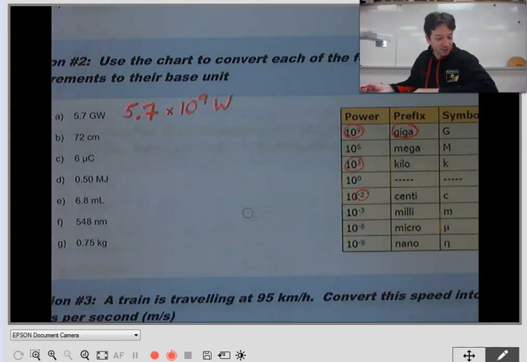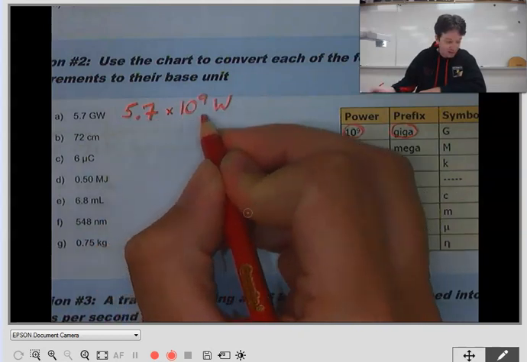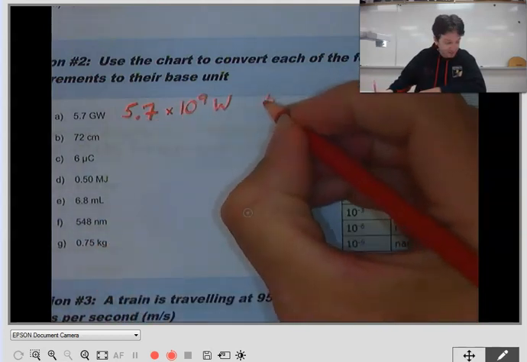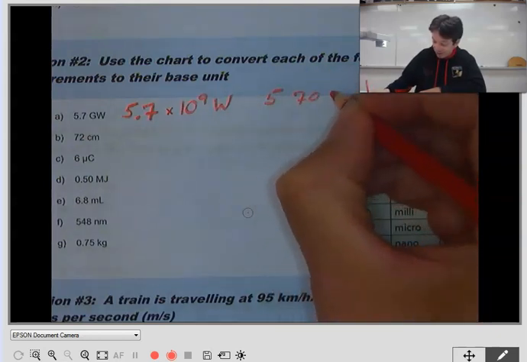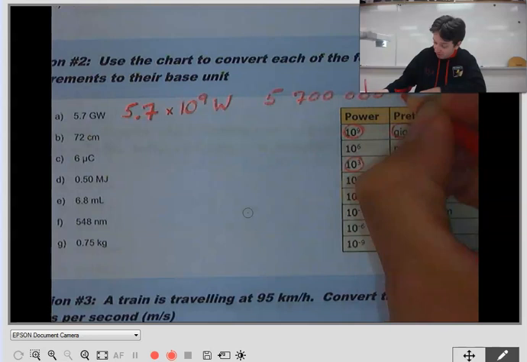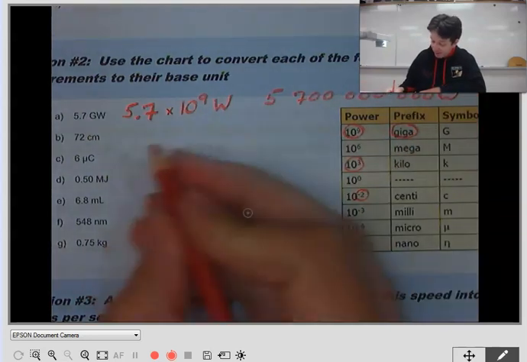Again, if you want to convert it back into just common notation, then we're going to have to take this decimal and move it to the right 9 times to give us a big number, 5,700,000,000 watts.